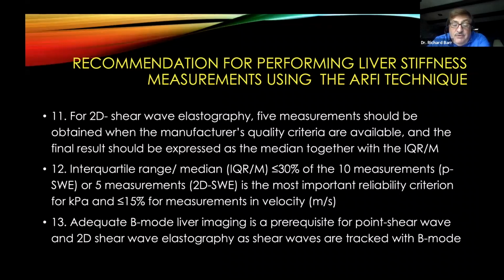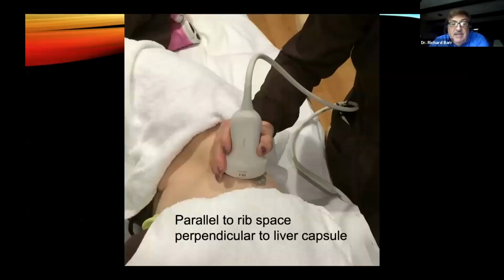And again, adequate B-mode liver imaging is a prerequisite for point shear wave and 2D shear wave, as the shear waves are really tracked by B-mode imaging, not the RF pulse. So just some brief pictures to show you what you should be doing. The transducer should be parallel to the rib space and perpendicular to the liver capsule.